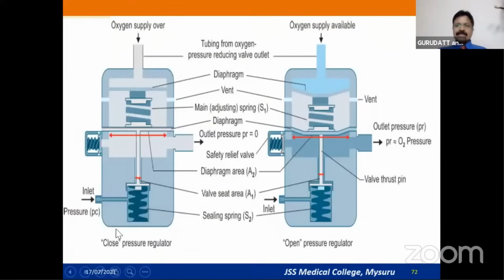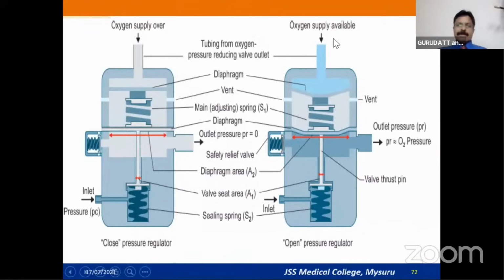You can see the slave regulator of the nitrous oxide. You can see oxygen is coming from above. So this is one of the chambers, this is the second chamber, and lower down, this is the third chamber. On the right side here, no oxygen is flowing into the oxygen chamber because oxygen is not entering there. The diaphragm is flat, and the valve thrust pin is moved up and blocking the inlet for the nitrous oxide. So nitrous oxide cannot enter here.